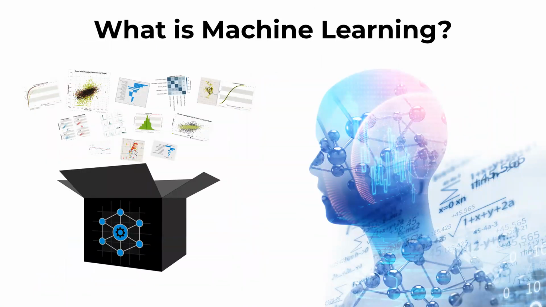Machine learning is the scientific study of algorithms as well as statistical models that computer systems use to perform specific tasks without using explicit instructions. This technique relies on patterns and inference instead, and it's seen as a subset of artificial intelligence.